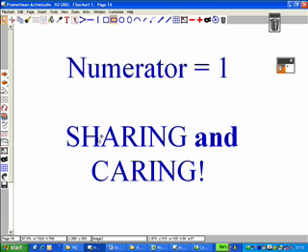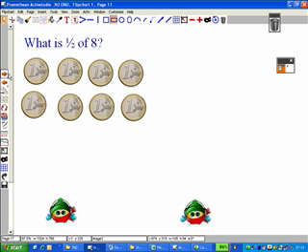Well, it's all about sharing. And if the numerator equals 1, you could also say it's about caring. What is a half of 8? This question is asking you, if you share 8 things, so here's 8 €1 coins, between the denominator 2 people, how many will each get?